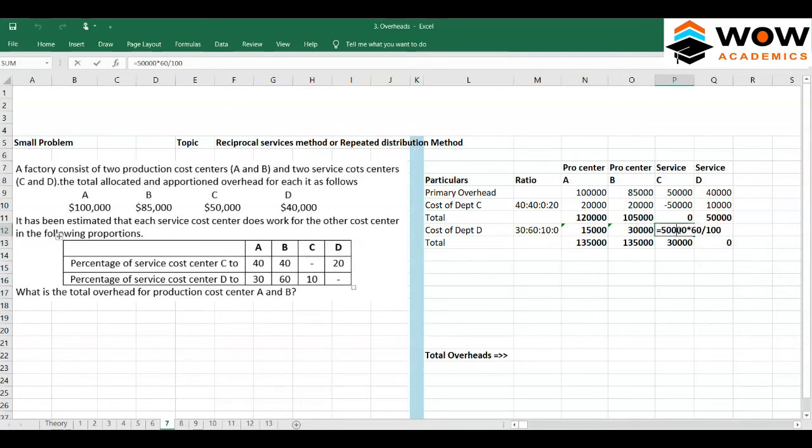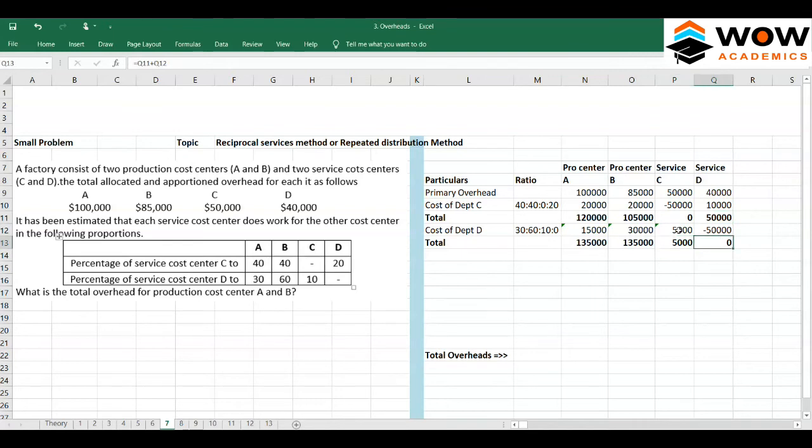But department D gives it to C. Okay, and the percentage is 10. So now if you see here, A, B are production departments, so their cost is that. C was earlier 0, but now because of the allocation from D, it has become 5,000, and D has become 0.